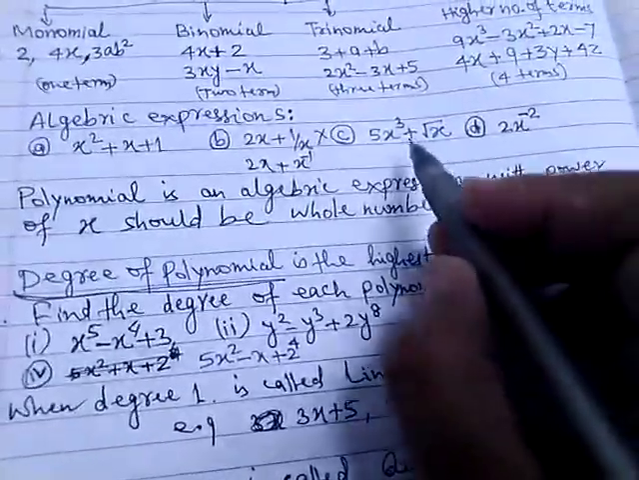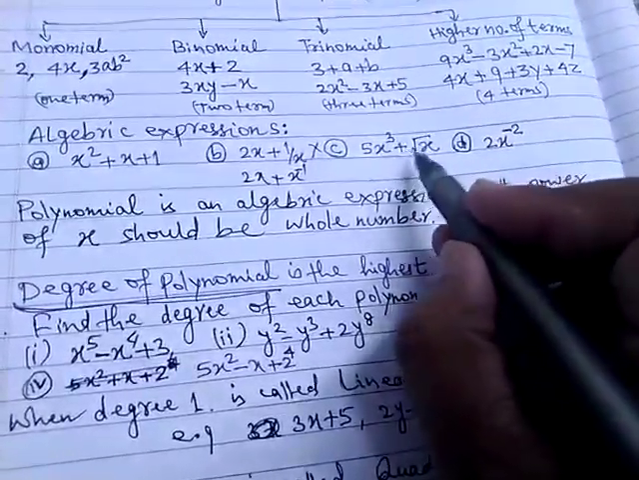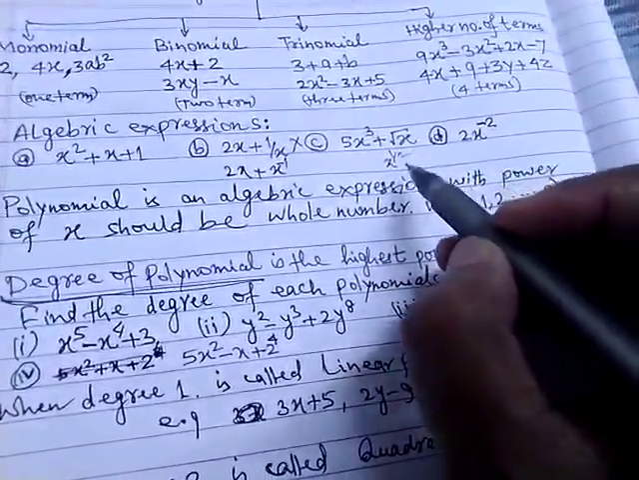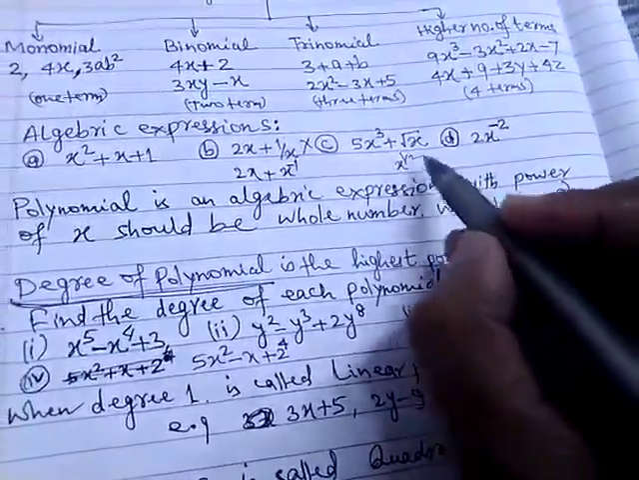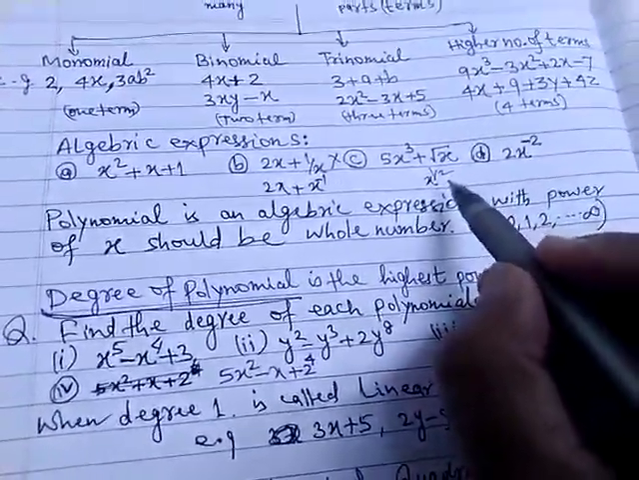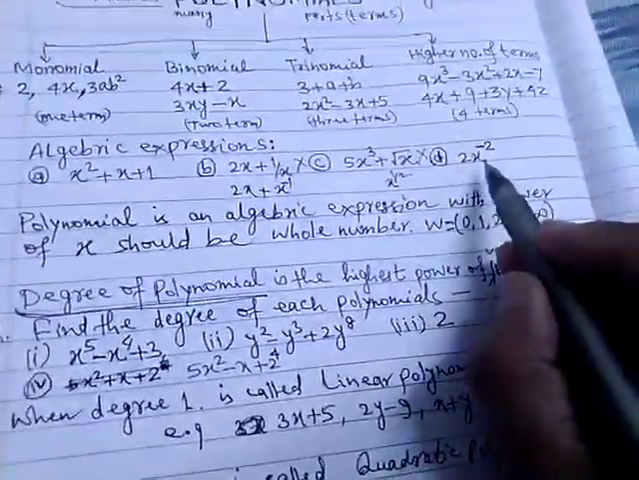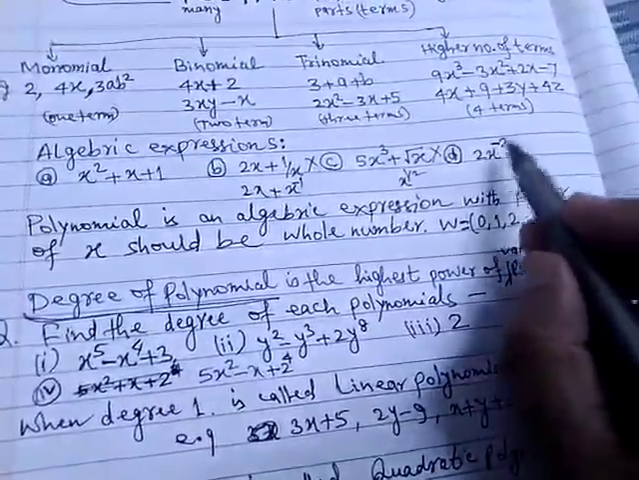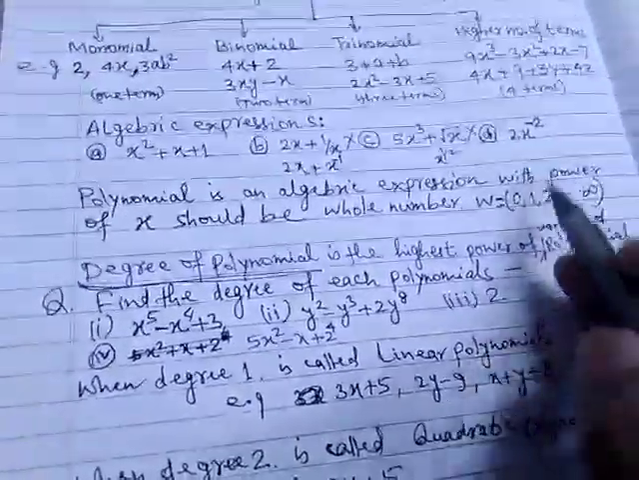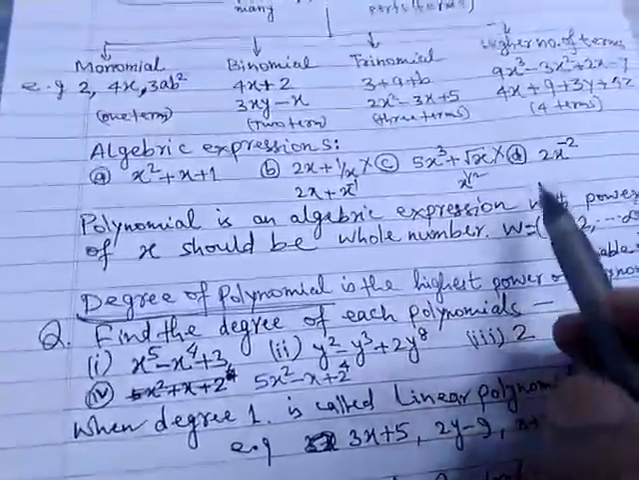Similarly, here is root x, 5x cube is okay, but root x means x power 1 by 2. So this is also not a polynomial. For a polynomial, power should be a whole number, not a fraction. So this is also not a polynomial. Here 2x power minus 2, this is also not a polynomial because the power is minus 2. Minus 2 is not a whole number. So in this way you will understand whether the given expression is a polynomial or not.